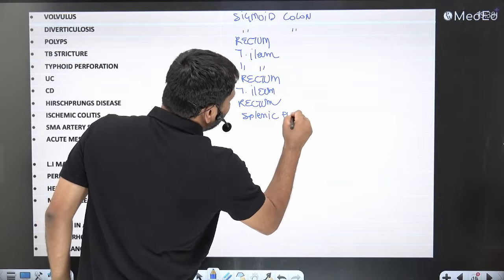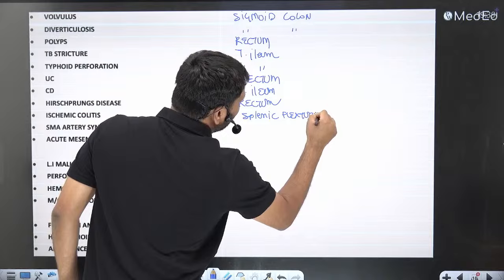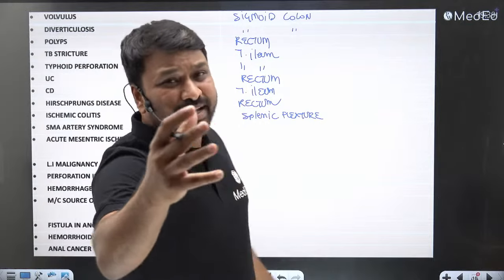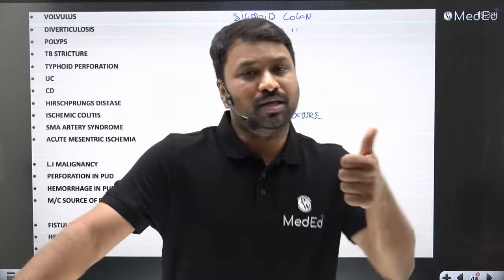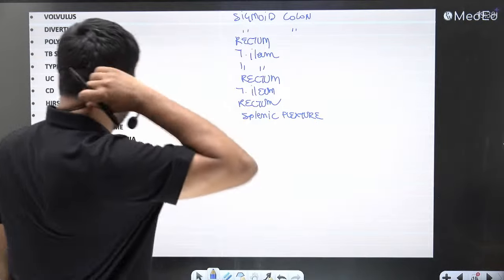Phir puchh lega yaar, splenic flexure mein agar ischemic colitis hoga, to x-ray mein kya finding milegi? On an x-ray, what do you find? You will find thumbprint sign, right? So these are the components that you see.